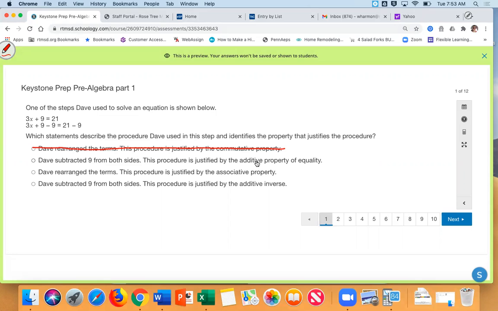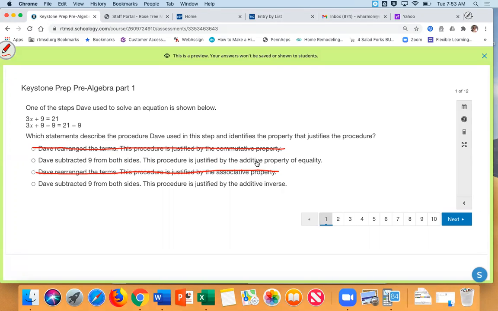All right, it says Dave rearranged the terms. We've already determined that he didn't rearrange the terms. And then it says Dave subtracted 9 from both sides. This procedure is justified by the additive inverse. Ooh. So Liam, do you see by reading, I didn't just pick the first one? Because I jumbled up all of your answers. Your answers are in a different order than Destiny's, which is in a different order than Angela's. So you have to read all of the answers, okay? So here, let's finish up and read this one. Dave subtracted 9 from both sides. This procedure is justified by additive property of equality.